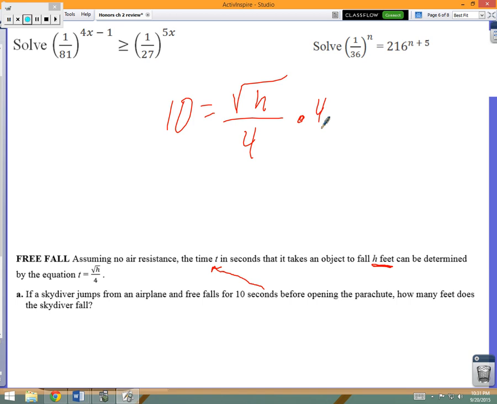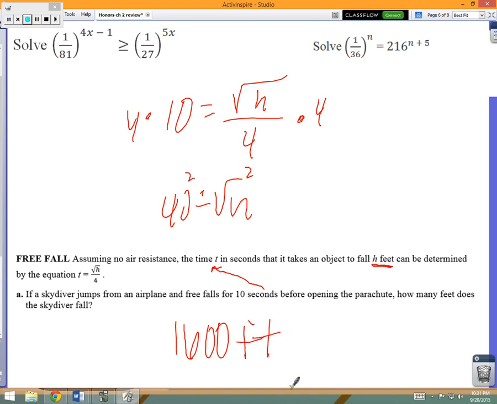So undo the divided by 4: times 4, times 4. We got 40 equals square root of H. Undo the square root, square it, square it. So you got 40 squared, 1600, and what was H? Feet. So in 10 seconds, it's going to travel 1600 feet. Okay, I guess we forgot this guy over here.